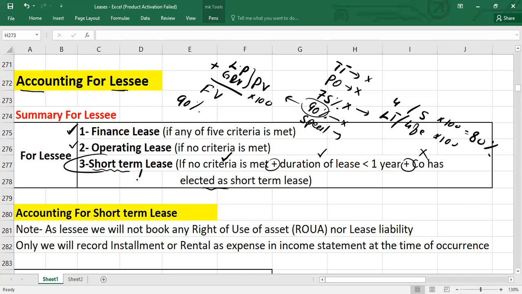Now under IFRS, there is one lease classification, which is called low value lease. If a lease includes any asset whose value is less than or equal to $5,000, that is called low value leases. And their accounting and the US GAAP short-term lease accounting under IFRS, low value leased asset accounting, is the same. Okay, so please focus with me.